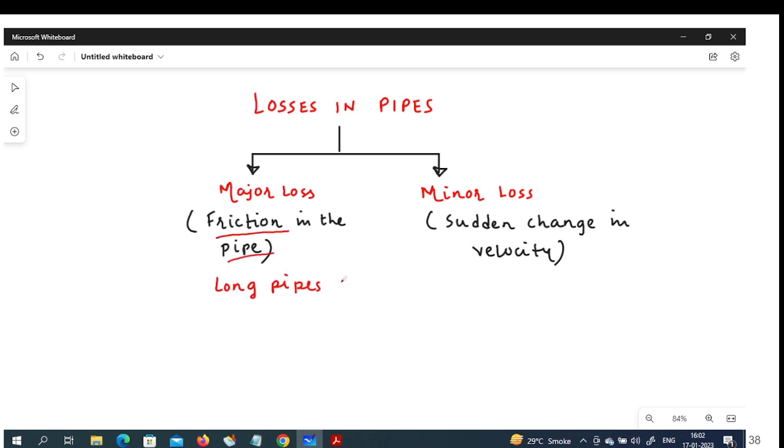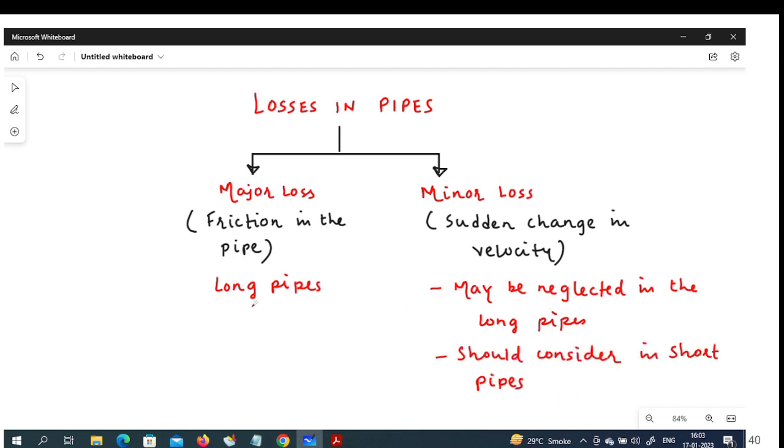In case of long pipes, we do have to consider major loss, but we can neglect minor loss when we are dealing with a long pipe. Minor loss may not have that much impact in case of a long pipe, but in case of short pipes we must consider minor losses. There is a rough definition of which pipe is called a long pipe and which is called a short pipe. If the length is greater than 1000 times the diameter, that type of pipe is called a long pipe, otherwise a short pipe.